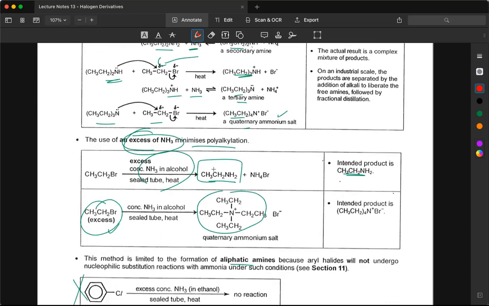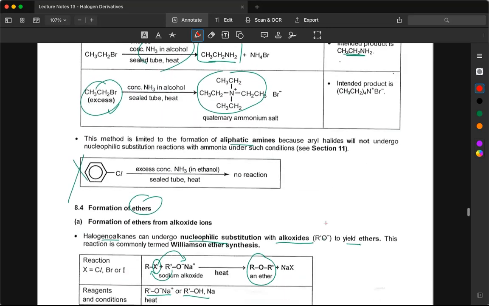So to avoid this situation, we use excess ammonia to minimize polyalkylation. So if, let's say, the intended product is this, then we use this. But if the intended product is the quaternary ammonium salt, then we use excess of the bromoethane. So it depends on what you want in the end.